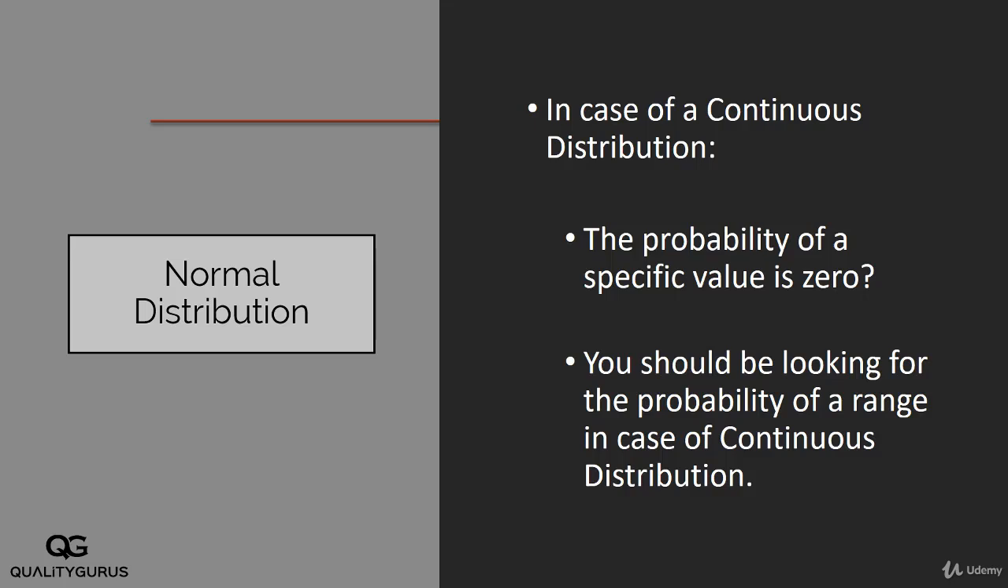Instead of finding the probability of a specific value, what we do in normal distribution is find the probability of a range. That would be the right question if I ask you, what is the probability of getting this length between 95 and 100? That's a nice question. There is an answer to that. But the answer to the probability for 100 millimeter is 0.